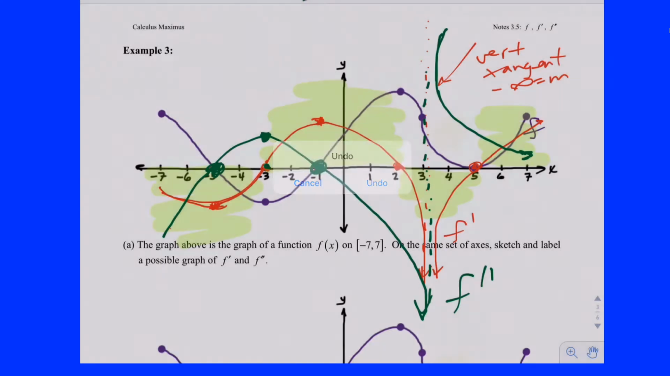All right, so kind of an interesting thing, kind of looking at graphs in different ways. That's what this whole section's about. Notice again that the inflection values of f prime were the local max and mins of f double prime.